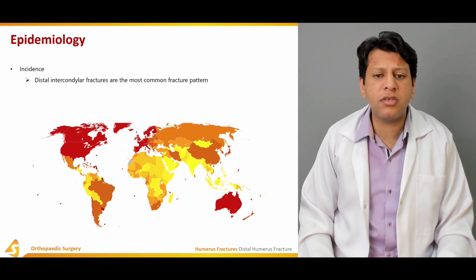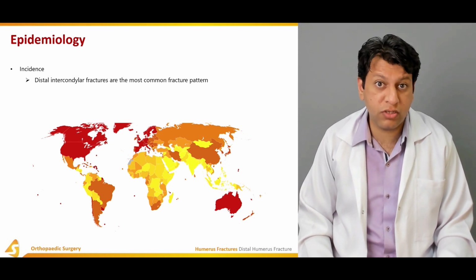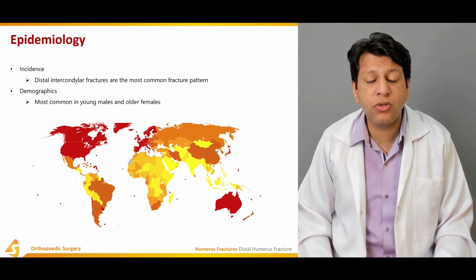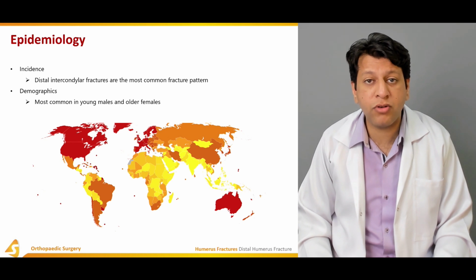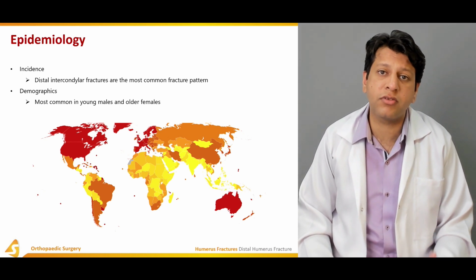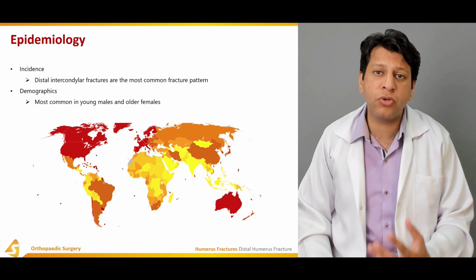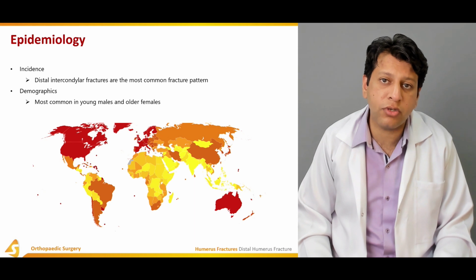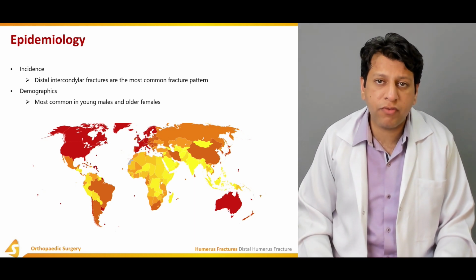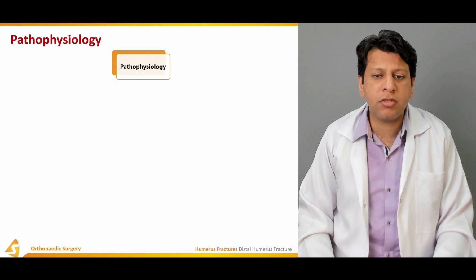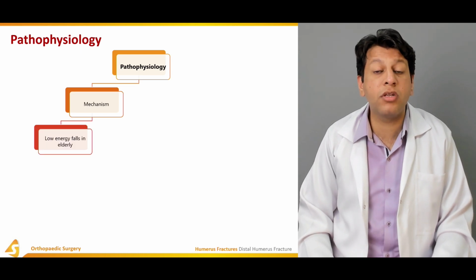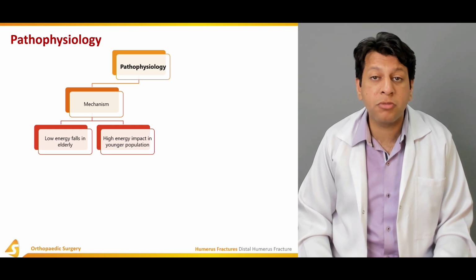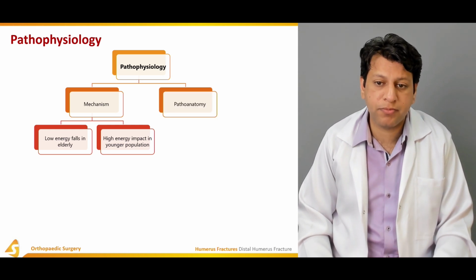Epidemiology: usually the distal intercondylar fracture is the most common fracture of the humerus. Most commonly in young males, it's associated with high energy trauma, and in older females it is usually secondary to trivial falls, because they may have a lot of osteoporosis, and fragile bones get fractured easily from trivial trauma. Coming to the pathophysiology, the mechanism could be a low energy fall, especially in the elderly, or a high energy impact, especially in the younger population.